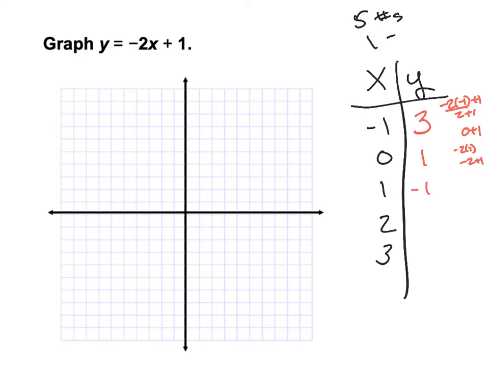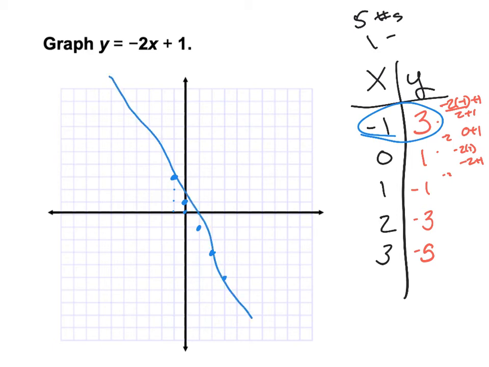And again, you can kind of see 3 down to 1. So I'm subtracting 2. So this would be a negative 3. That would be a negative 5. Then you graph them 1 point at a time. -1, 3, 0, 1, 1, -1, 2, -3, 3, -5. And then again, see if you can't draw a straight line that goes all the way through your graph points and put arrows at the end. Again, really bad straight line. Hopefully you guys can do a better job.